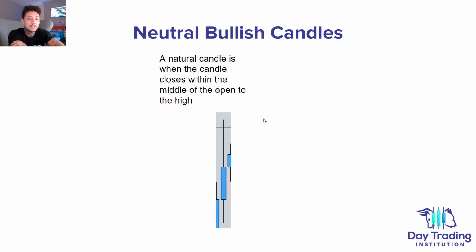Not that you want to disregard it, but just know it's not weak nor is it strong. Again, it's indecisive. It's right in the middle. So a neutral candle is when the candle closes within the middle of the open to the high. And this is a bullish candle. Notice how the candlestick opened up here, went all the way here, but closed, I want to say a little bit under halfway there, but it's definitely in the middle range compared to the bottom of the range.